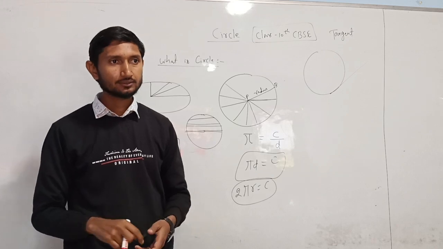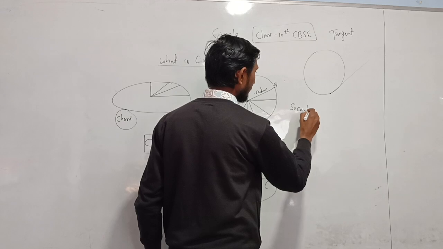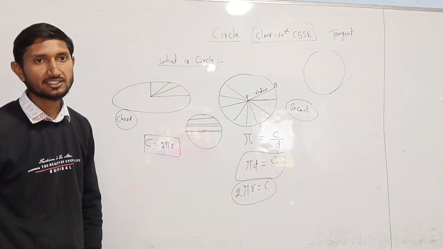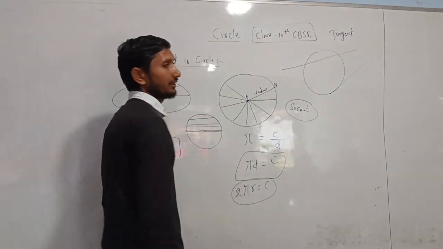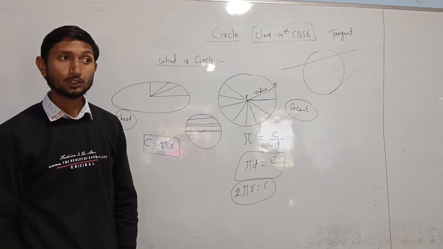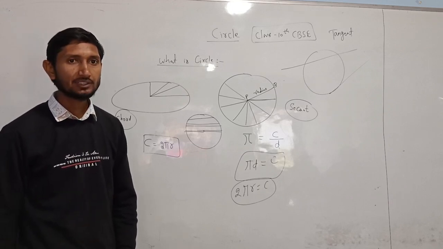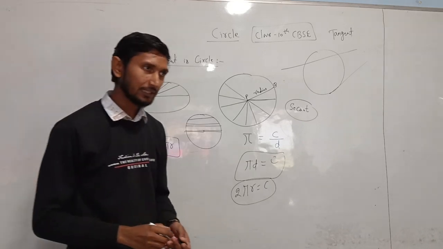point of contact. Okay. And another topic is secant. Topic number two in class 10. What is secant? A line which cuts the circle at two points is called a secant of the circle. Okay, done.